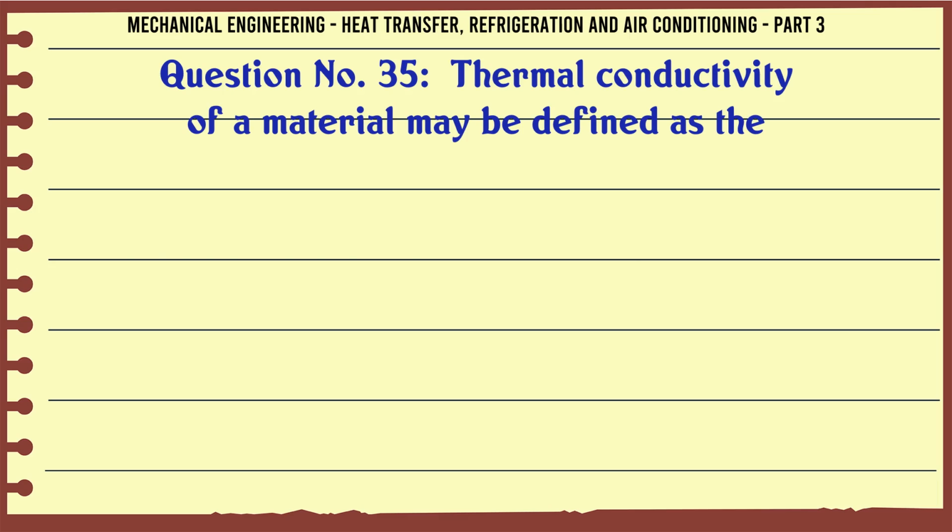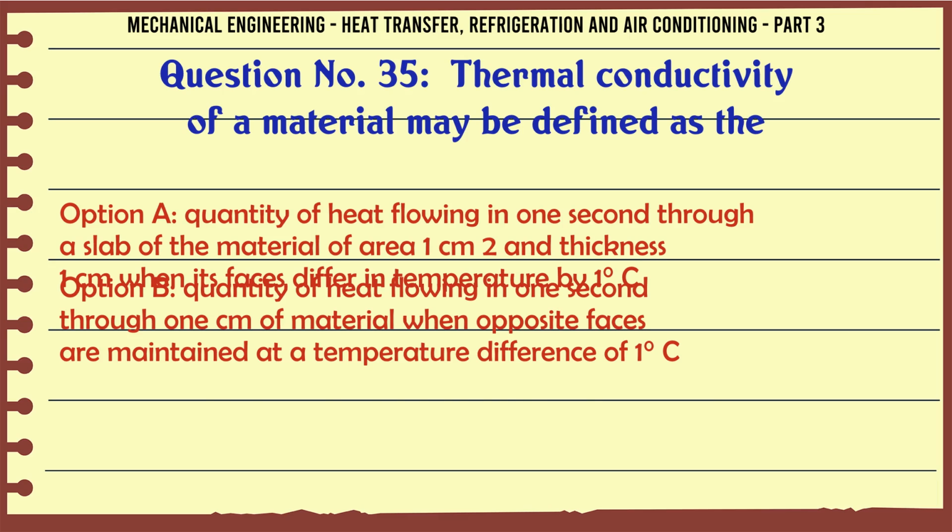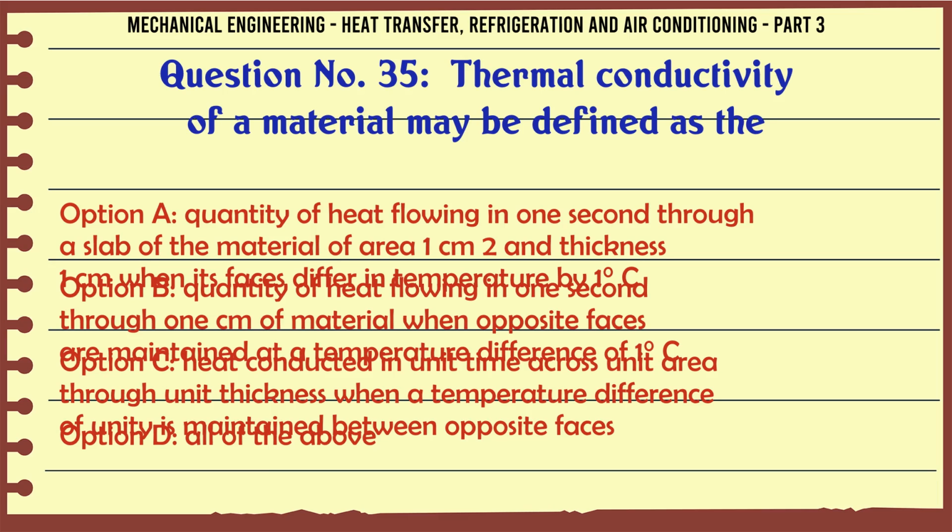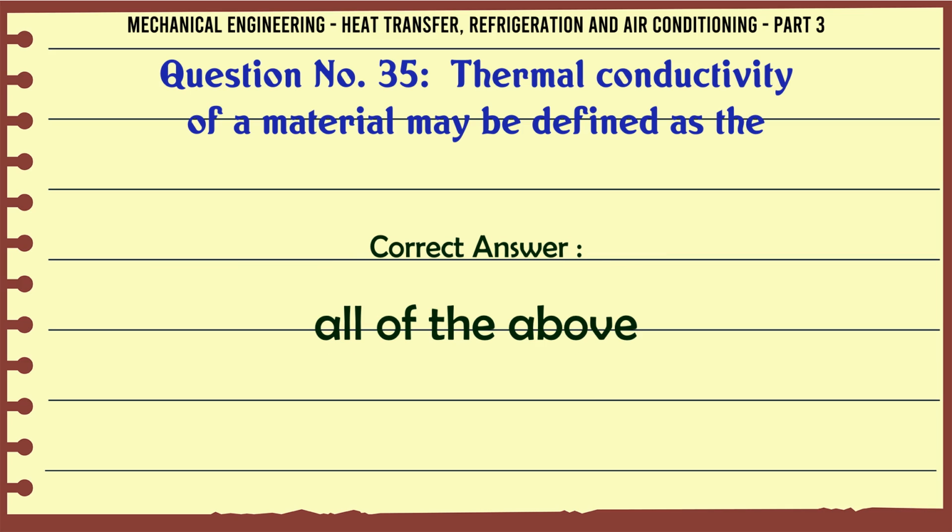Thermal conductivity of a material may be defined as the: A. quantity of heat flowing in 1 second through a slab of the material of area 1 cm² and thickness 1 cm when its faces differ in temperature by 1 C. B. Quantity of heat flowing in 1 second through 1 cm of material when opposite faces are maintained at a temperature difference of 1 C. C. Heat conducted in unit time across unit area through unit thickness when a temperature difference of unity is maintained between opposite faces. D. All of the above. The correct answer is all of the above.